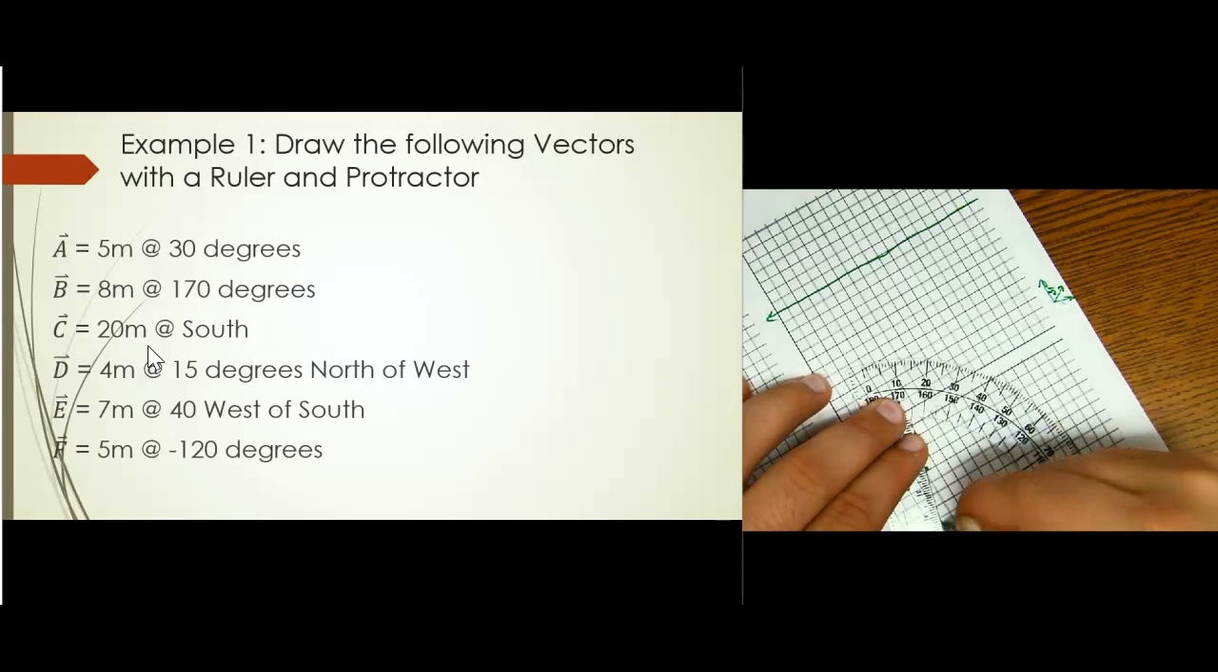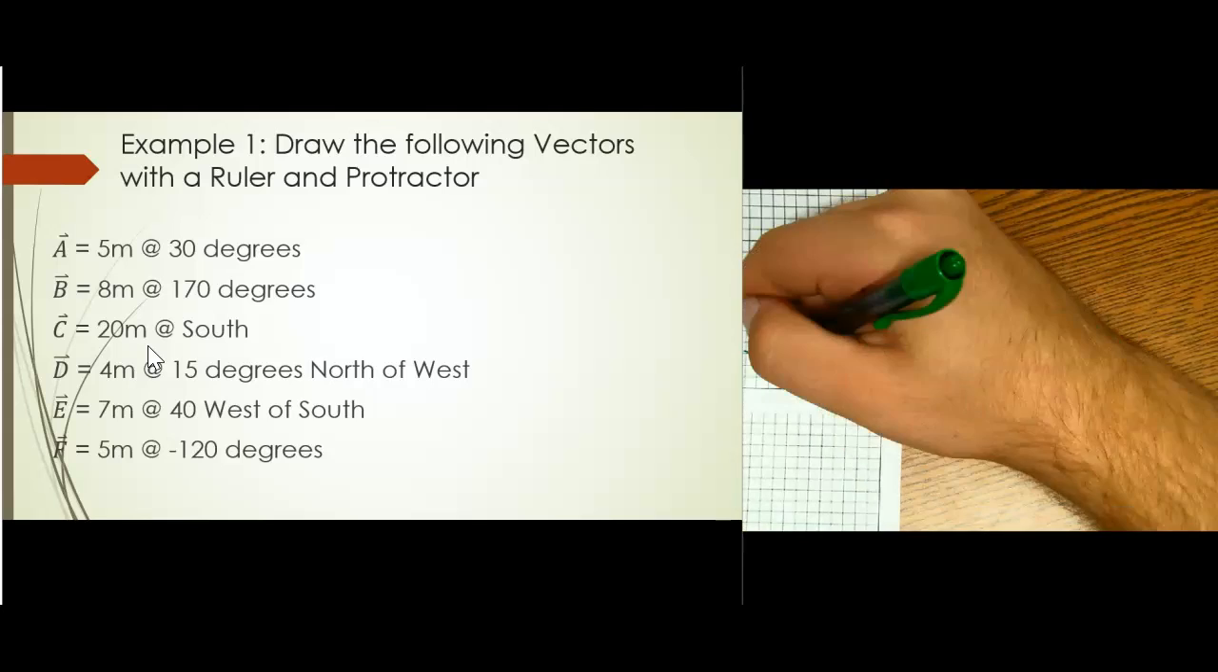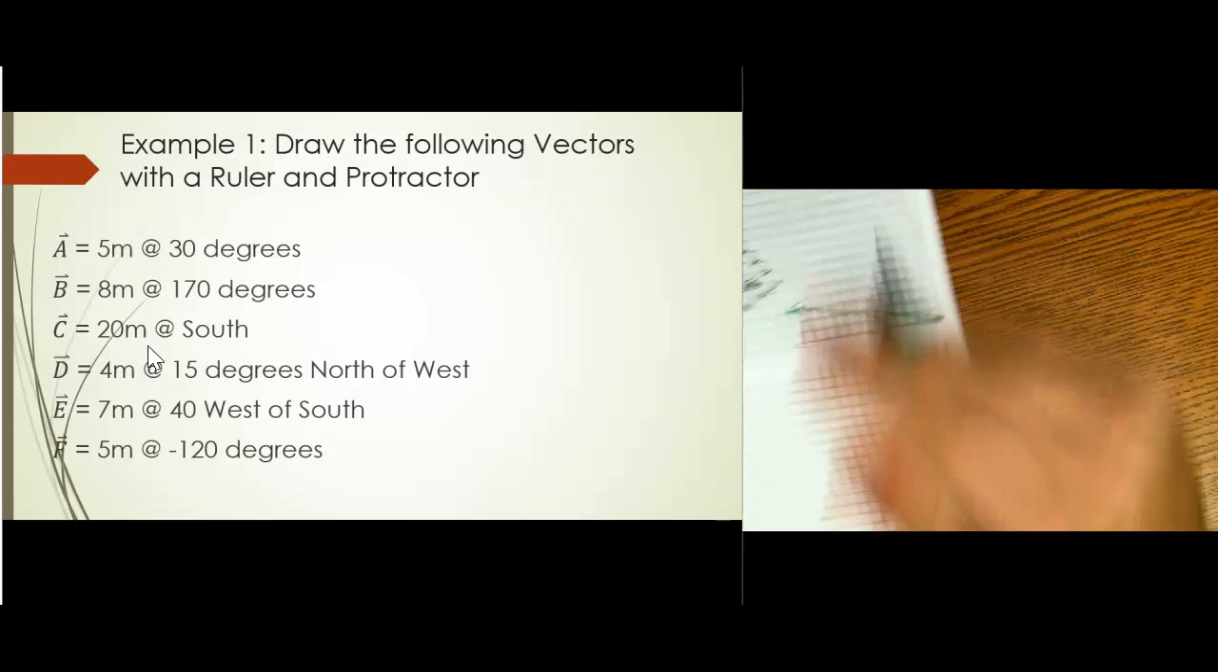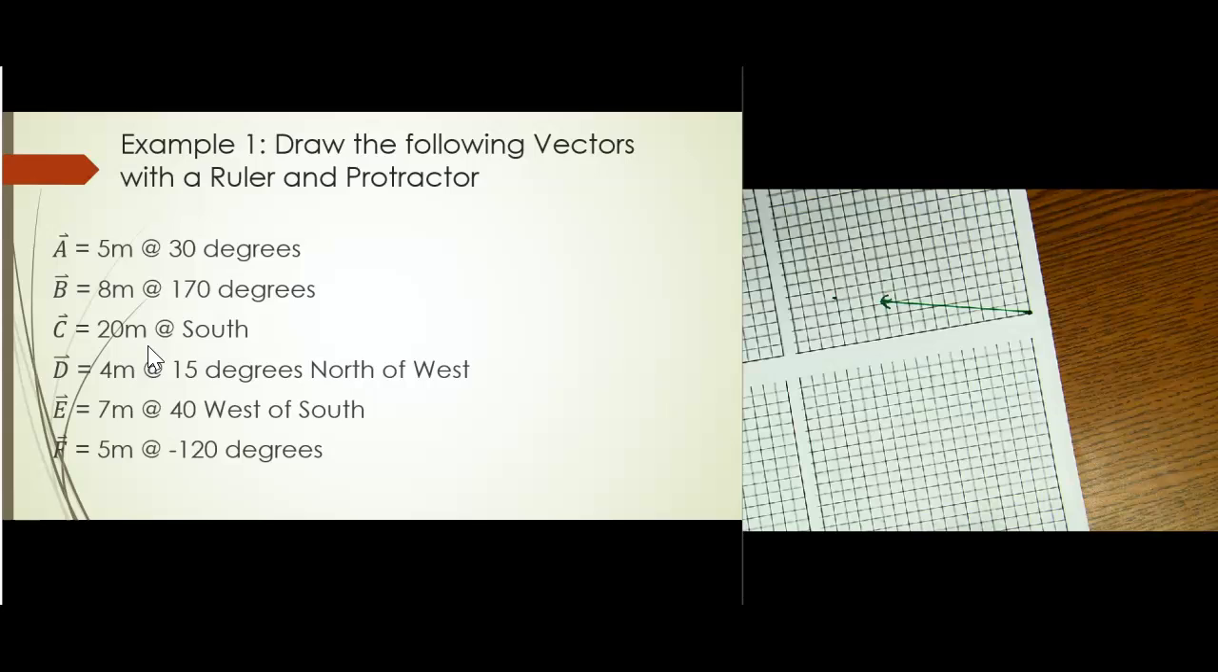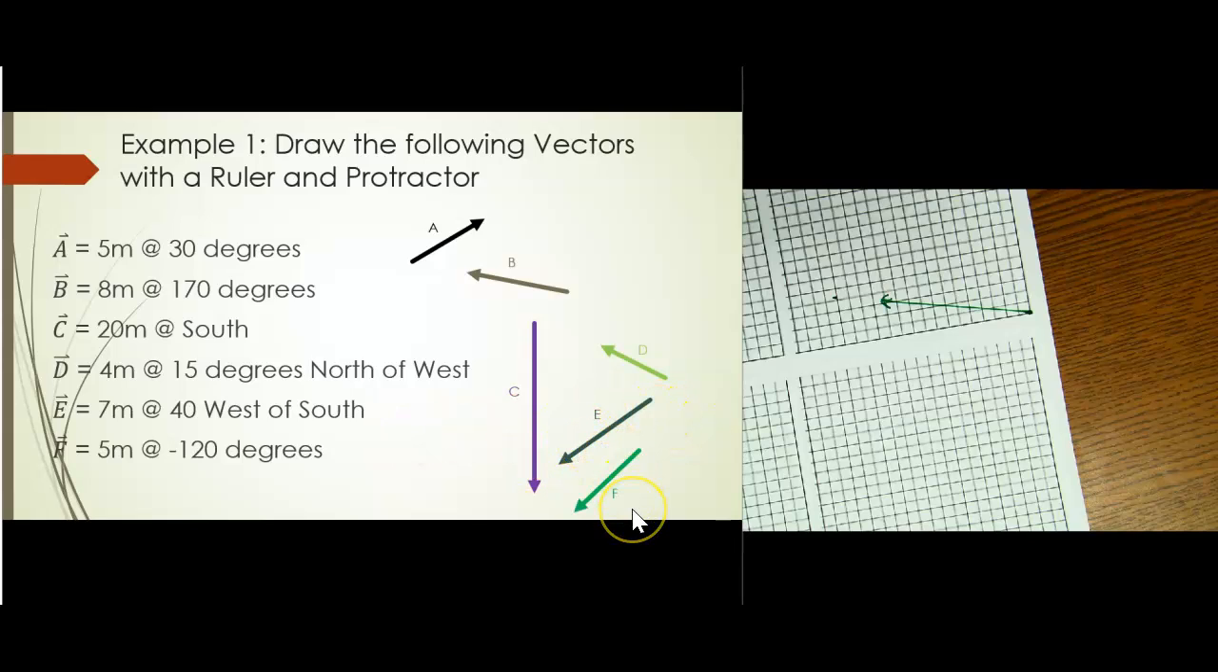So just a little line. And hopefully it looks something like that. Okay. And then the last two, I'm just going to zoom in here real quick. E should look something like that. F should look something like that. Okay.